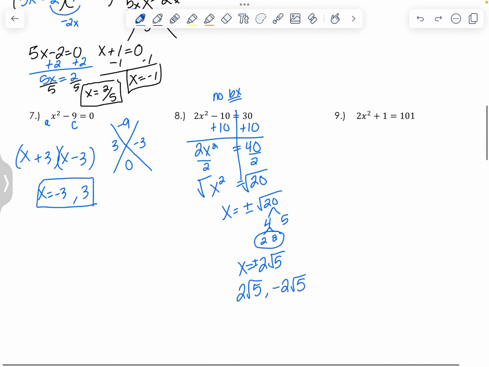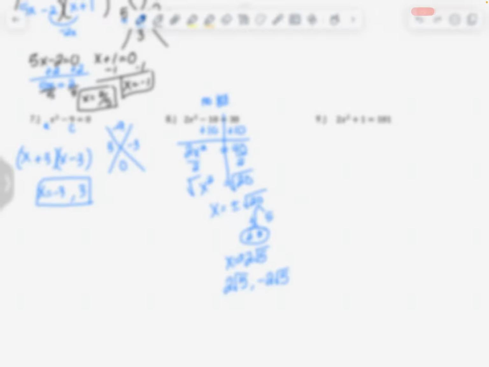All right, short and sweet there to do one of each example. And they'll send you a quadratic formula video.